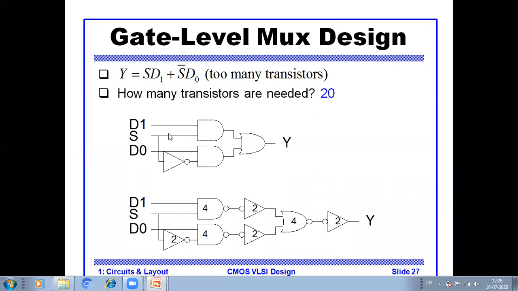Yes, sir. Okay. Here we will understand how many transistors are required to implement this Boolean expression with the pass transistor and the transmission gate, right? With the pass transistor it requires 20 transistors, according to this logic diagram for this Boolean expression, right?